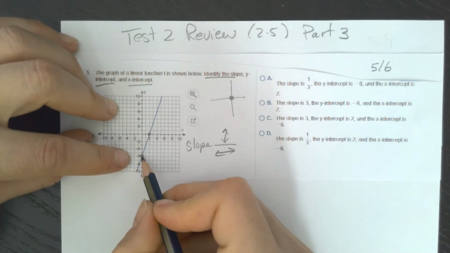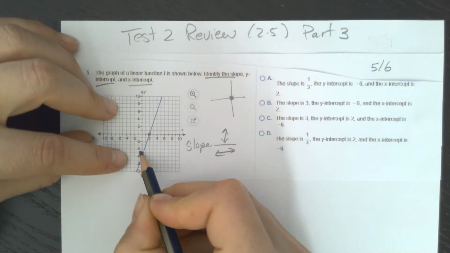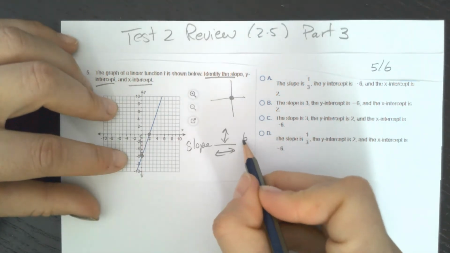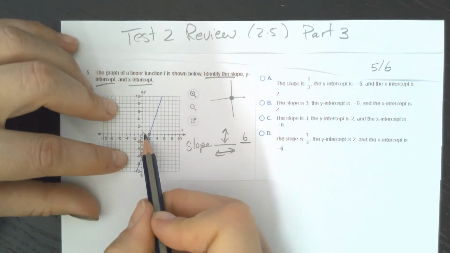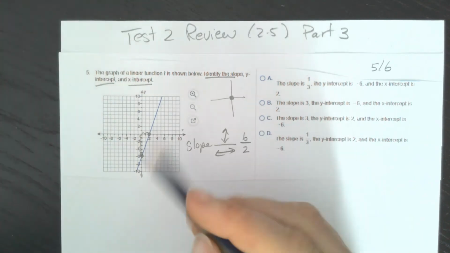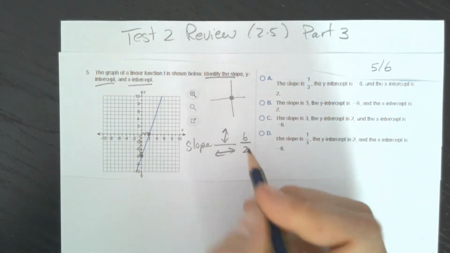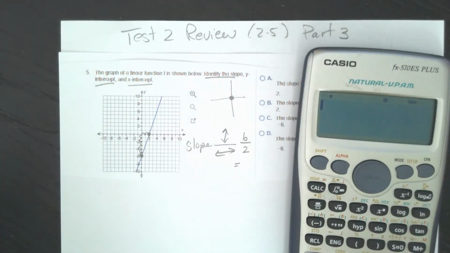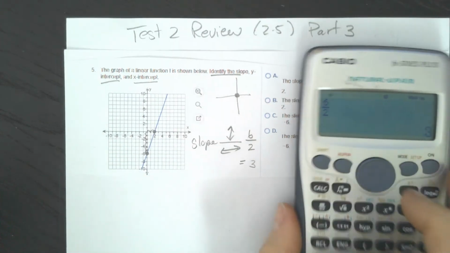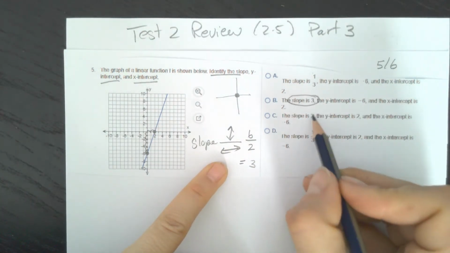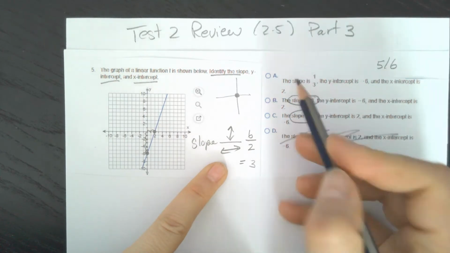So how many jumps up do I have to go? 1, 2, 3, 4, 5, 6. So up, I'm going to go 6, and then 1, 2, I have to go 2 right. Now both of these directions are positive, so up is positive, right is positive. So I get 6 over 2, but I can maybe simplify 6 over 2. I'm just going to check because it's a fraction. Yeah, that's the same as 3. So I know my slope is 3. So we know it's not these ones.